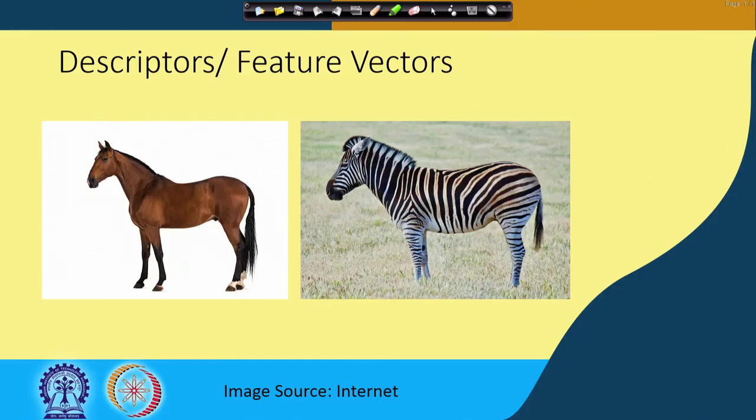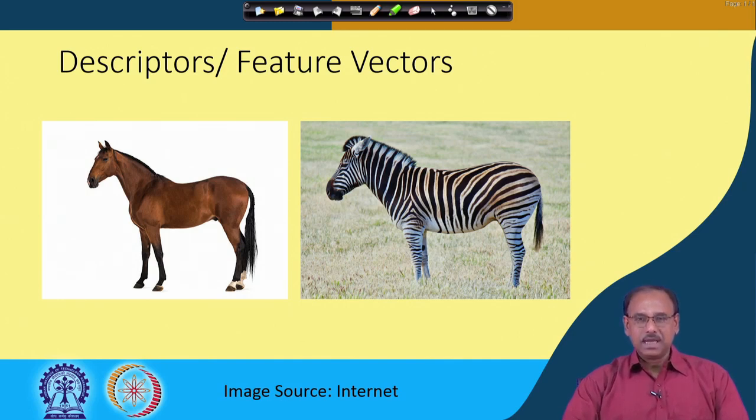In today's lecture, we will try to find out how we capture the information or the descriptions from the signals that we capture from the real world. In our previous introductory lecture, we showed you the images of a horse and a zebra. And then we said that to differentiate between these two images, that is, to identify which is the horse and which is the zebra, we can extract two types of descriptors.